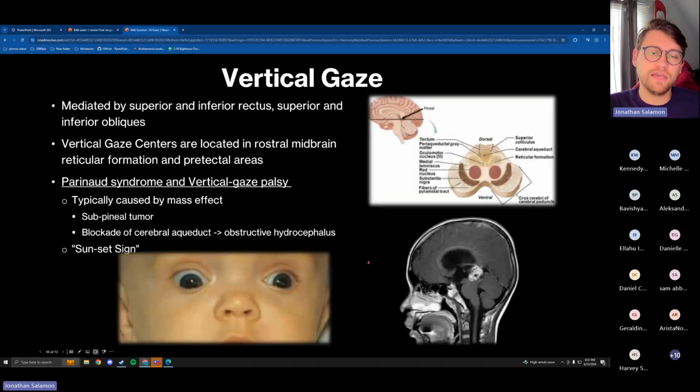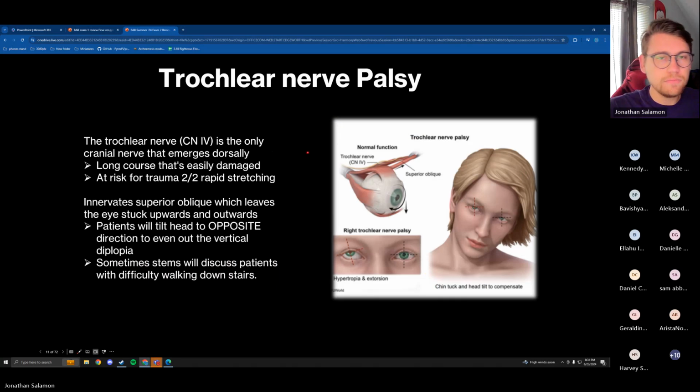This is the vertical gaze palsy, right? This is the sunset sign. So usually this is caused by a pineal tumor. Either it compresses on the vertical gaze center, which is in the rostral or top midbrain, and it can also cause obstructive hydrocephalus. Really, just know that if you see them describing the sunset sign, you're usually talking about a pineal tumor.